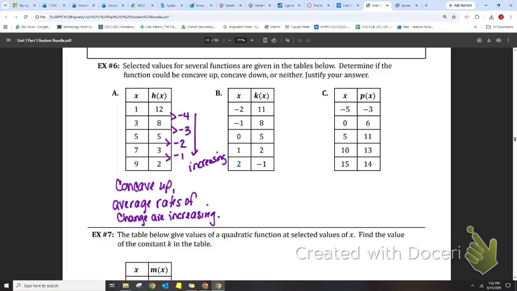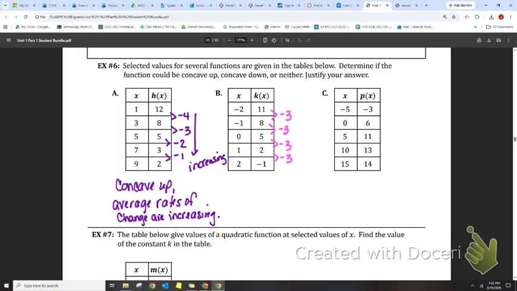All right, look at B. Check out your x's. They're in equal length intervals, okay? So I'm just going to look at first differences. How do we get from 11 to 8? Subtract 3. 8 to 5, subtract 3. 5 to 2, subtract 3. 2 to -1, subtract 3.